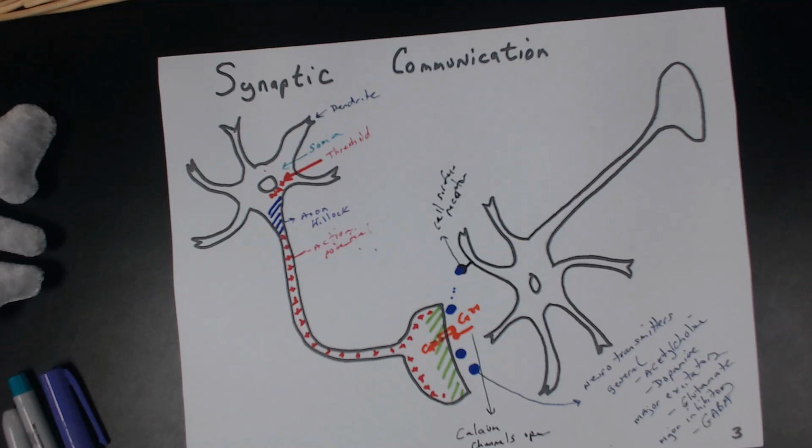Are neurotransmitters kind of like lock and key proteins, where they have to be a certain shape? Sure. Yeah, anything that's going to bind to a receptor has got to have a specific shape to be able to fit into it, kind of like enzymes in general. Any other questions?